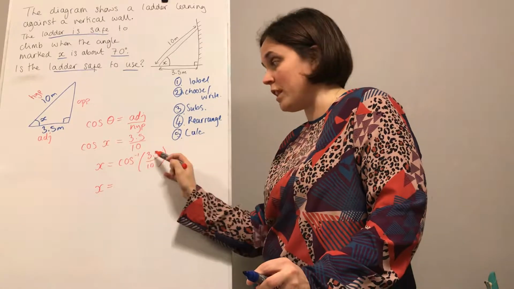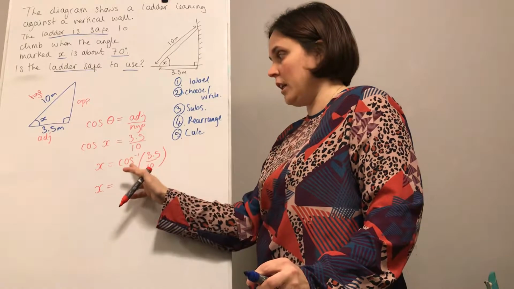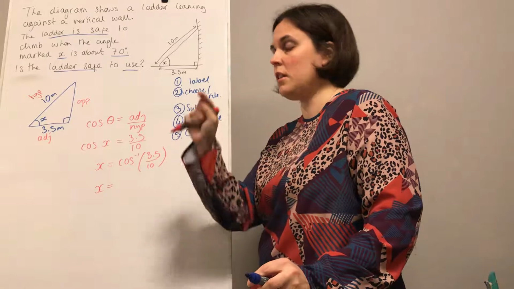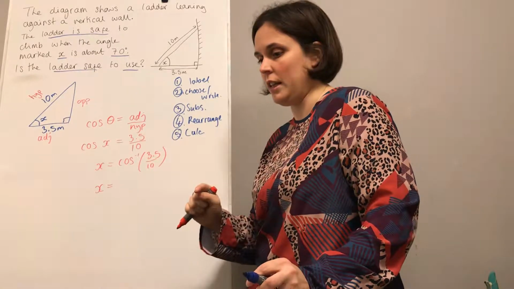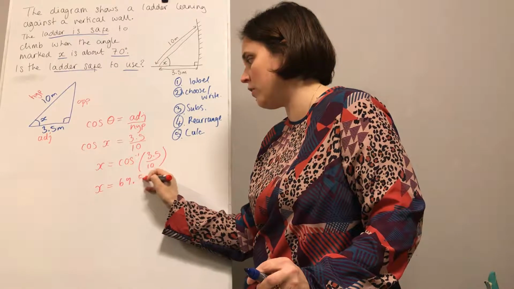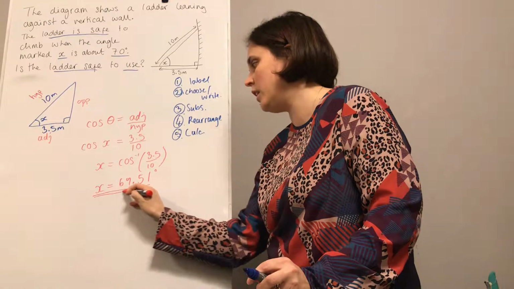So we literally just type that exactly as it is into our calculator. Now to get cos minus 1, cos inverse, you press the shift button and then the cos button on your calculator, and if you do that you'll get 69.51 degrees, and that's your answer.